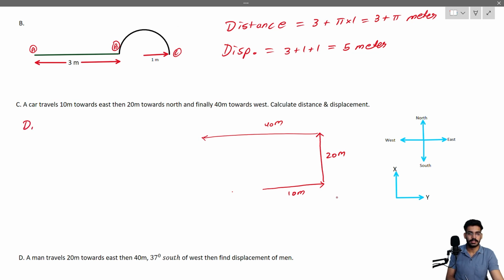So distance we can say directly 10 plus 20 plus 40, that is how much? 70 meter. For displacement, it means the distance between this point and this point, right? This we have to answer. Now how to calculate this? You draw a perpendicular here and draw a line here, and that's all. So this is 10, so this is 30, and this is 20, right?